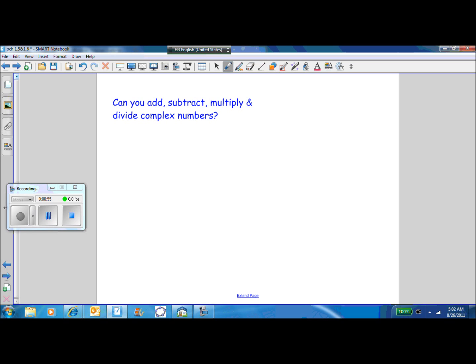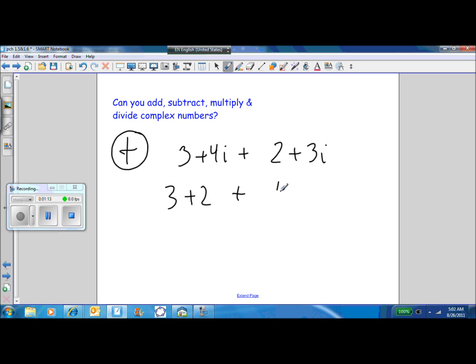Can you add, subtract, and multiply complex numbers? Well, certainly. It's much like adding, subtracting, and multiplying polynomials, except you have to remember that i squared is -1. So adding complex numbers is pretty straightforward. 3 plus 4i plus 2 plus 3i. You add up the real parts and add up the imaginary parts. So you get 5 plus 7i. And similarly with subtracting.